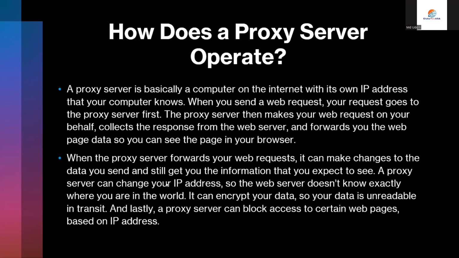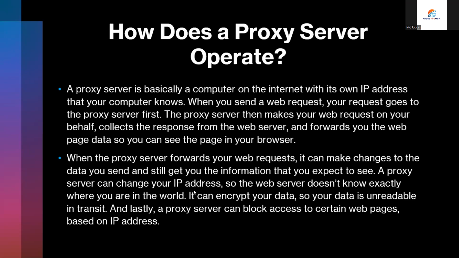So how does the proxy server operate? Basically, it is a computer on the internet with its own IP address that your computer knows. When you send a web request, your request goes to the proxy server first. The proxy server then makes your web request on your behalf, collects the response from the web server, and forwards to you the page data you want to see, as I explained before with the picture. When the proxy server forwards your web request, it can make changes to the data you send, but still get the information that you expect to see.